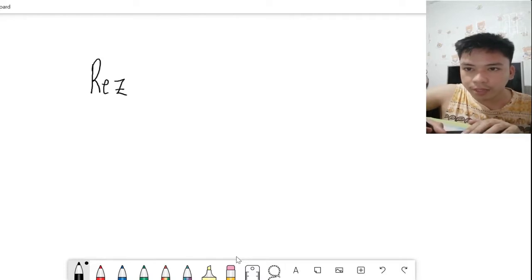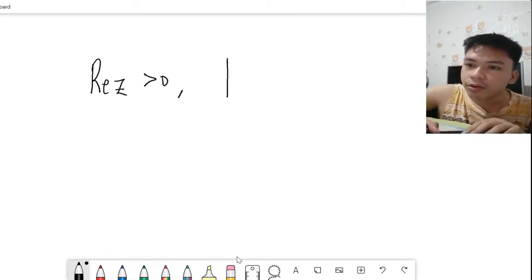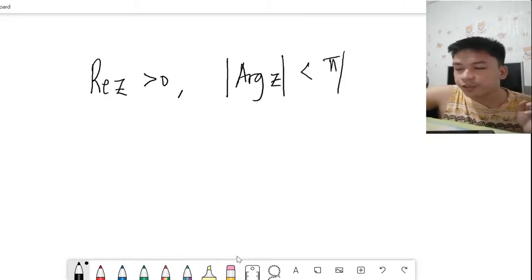Okay, so note that if the real part of z is greater than 0, it only means that the principal argument of z here is actually less than pi over 2.